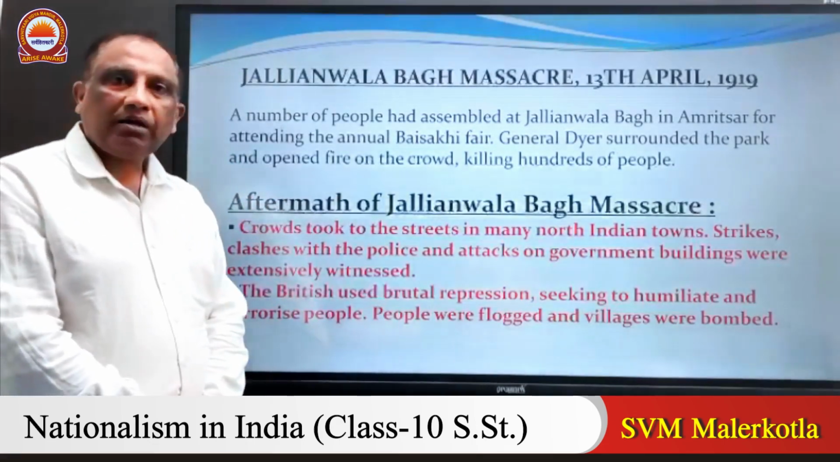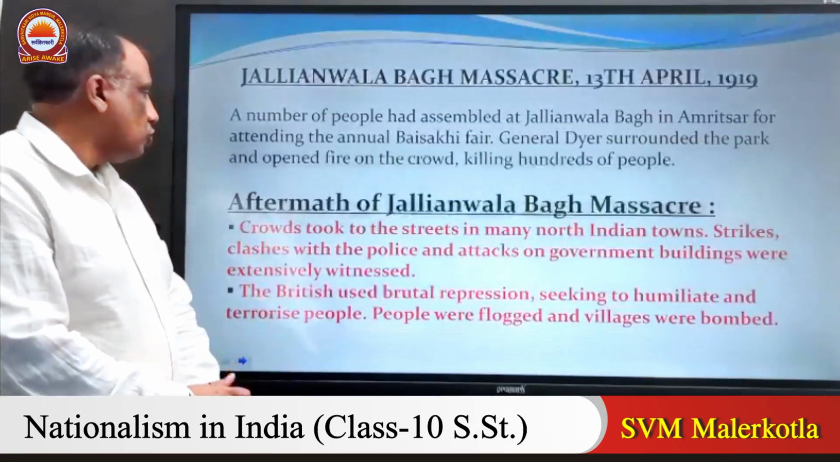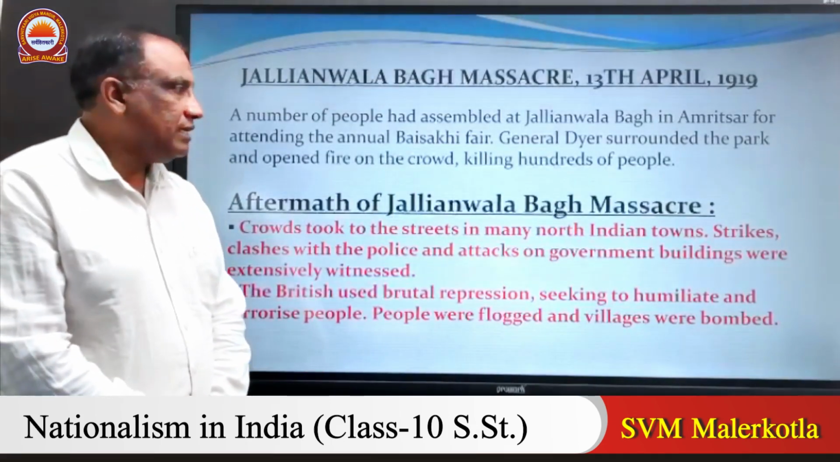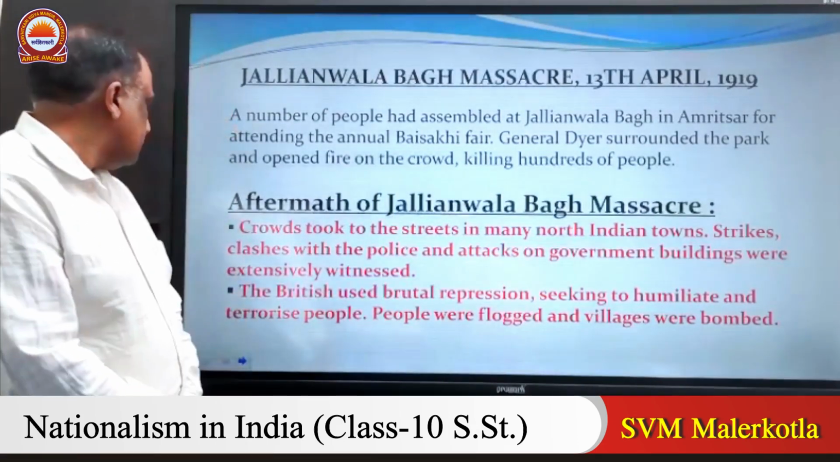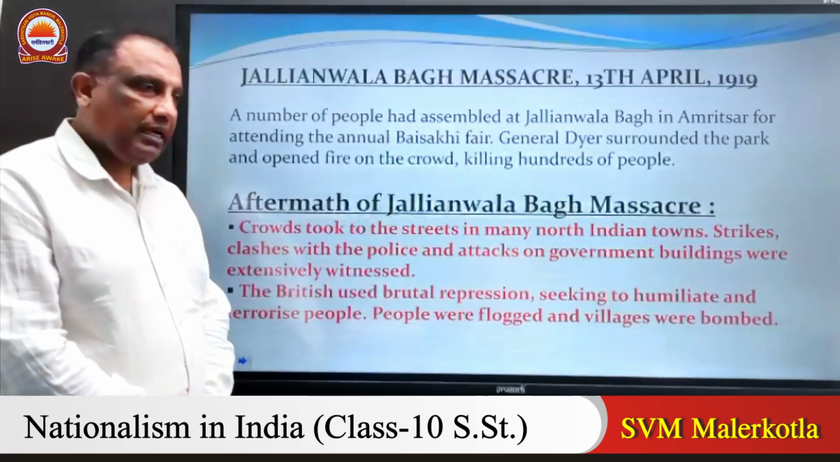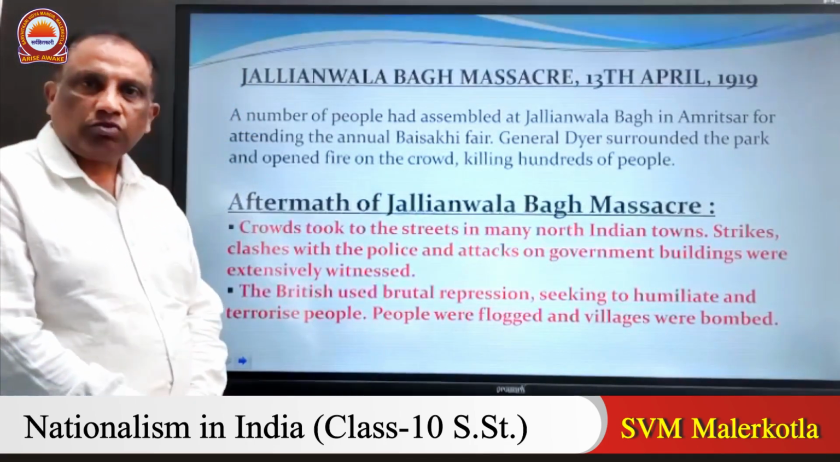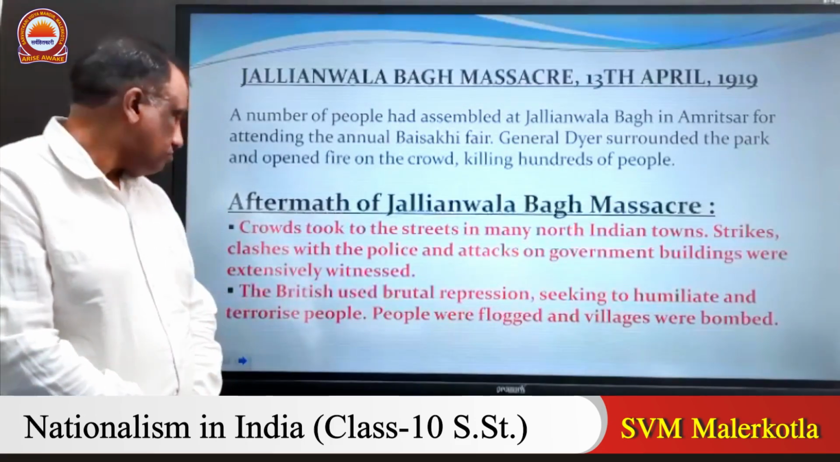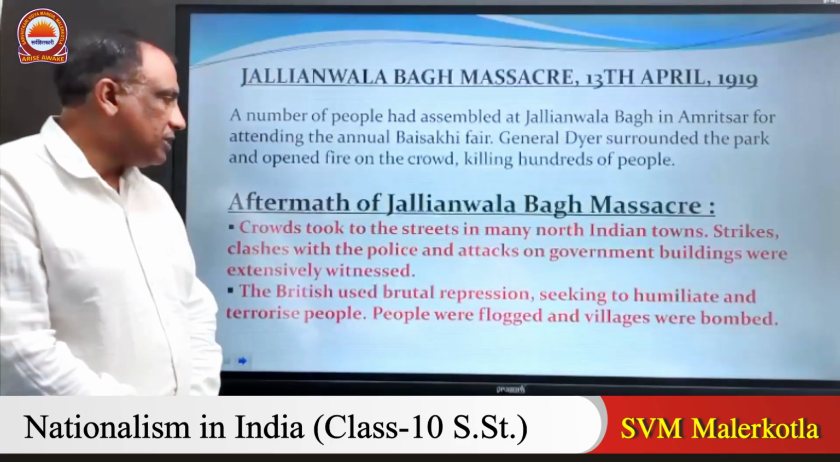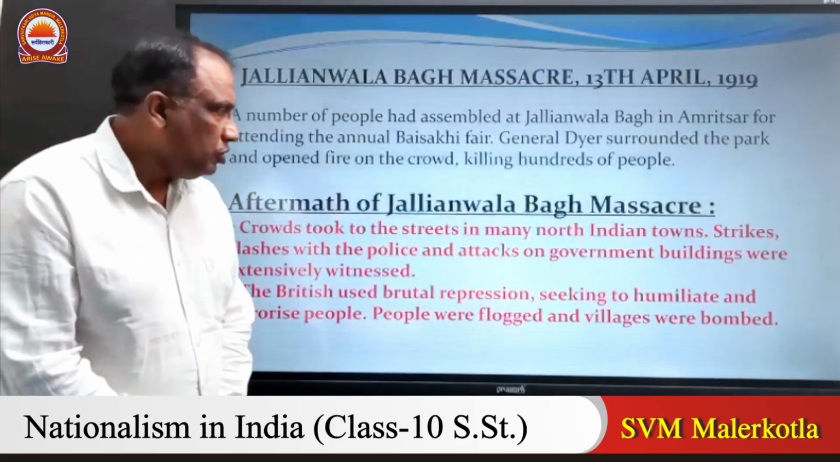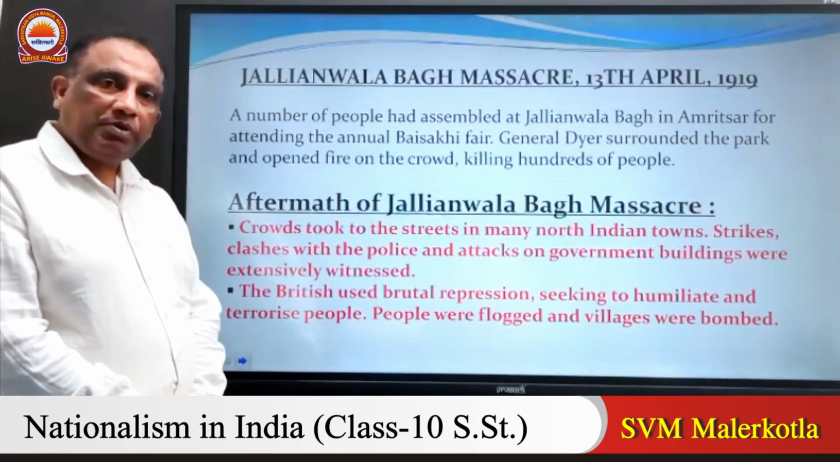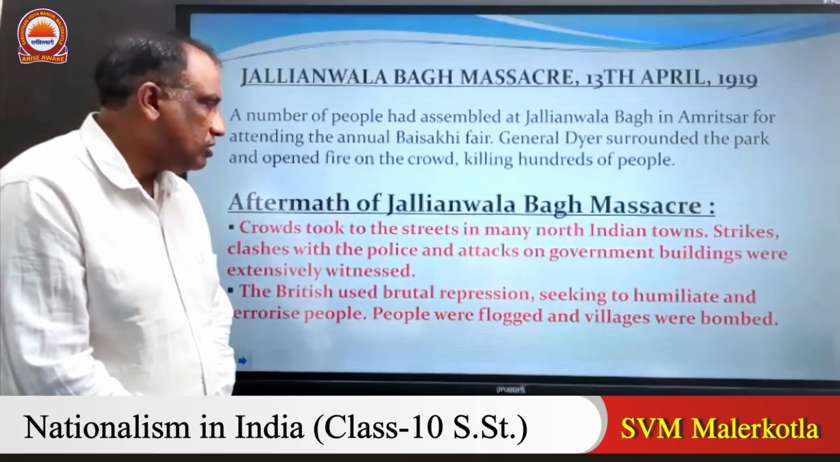Aftermath of the Jallianwala Bagh massacre: crowds took to the streets in many North Indian towns. Strikes, clashes with the police, and attacks on government buildings were extensively witnessed. So this was the common thing going on. The British used brutal repression, seeking to humiliate and terrorize people. People were flogged and villages were bombed.